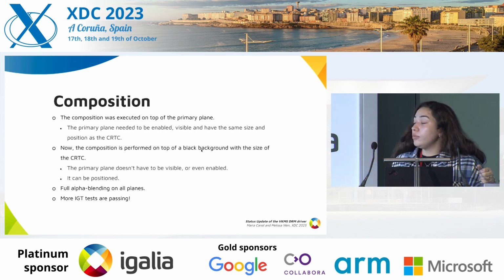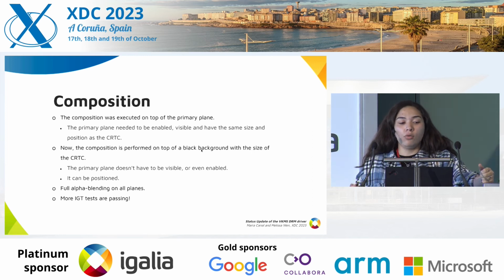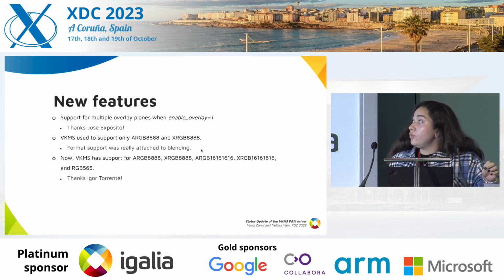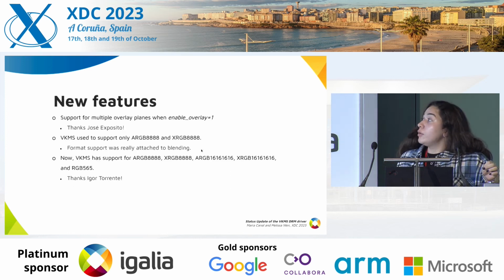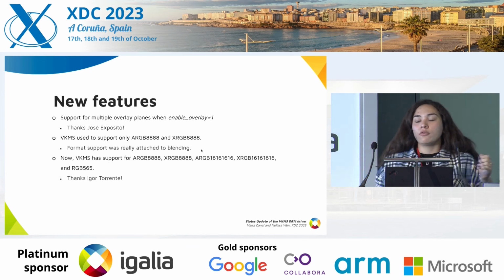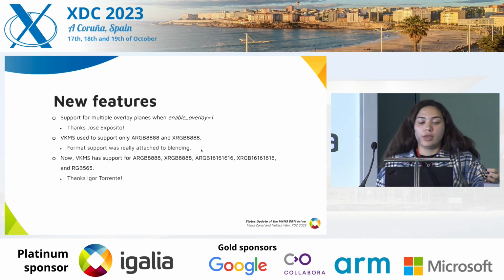Also, now we have full alpha blending on all planes because we used to use the primary plane for composition, so we couldn't do full alpha blending on the primary plane, and now we can because we are doing the composition on top of the CRTC. And we have brand new features as well. First, multiple overlay planes. We used to support only 1 overlay plane, and now we support up to 8 overlay planes, which is great. So thanks, Jose, for adding this feature to VKMS.